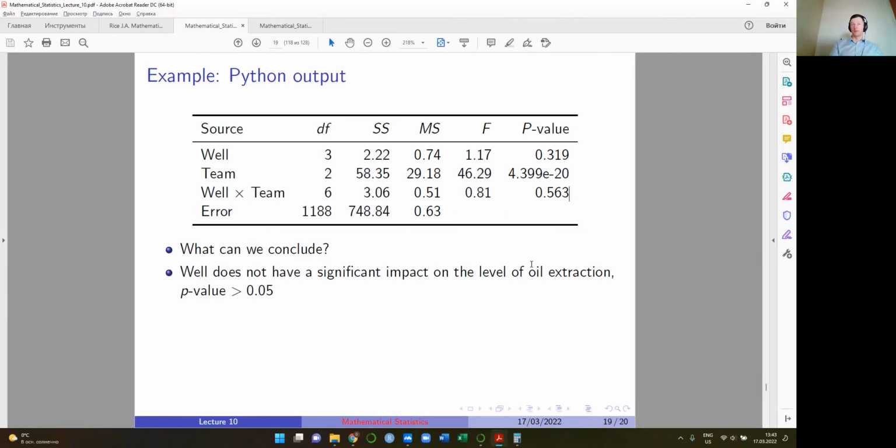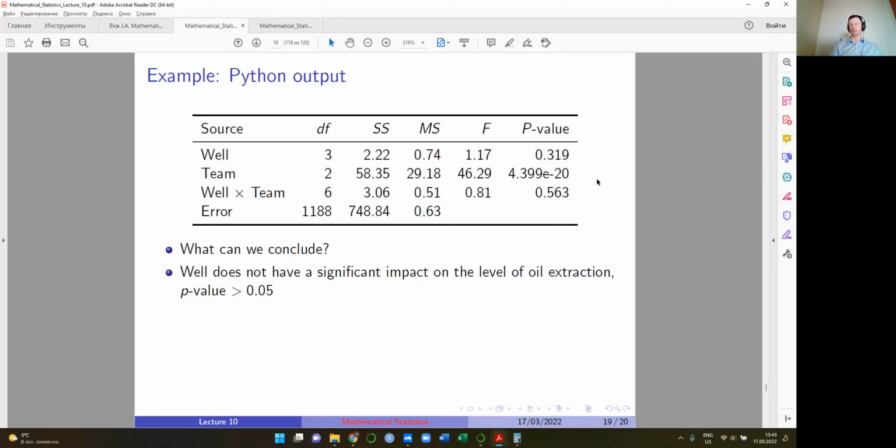Well, val does not have a significant impact on the level of oil extraction. We can conclude this based on p-value. P-value is larger than 0.05. We can do the same based on f value. As I said, no difference, but if we have p-value, we are fine. We don't need to calculate the critical f value.